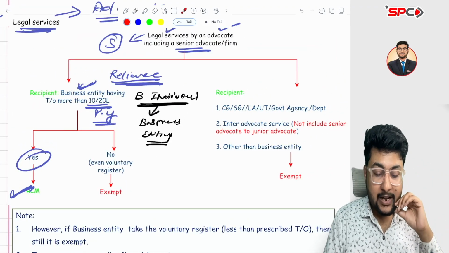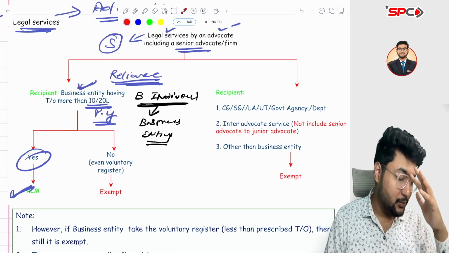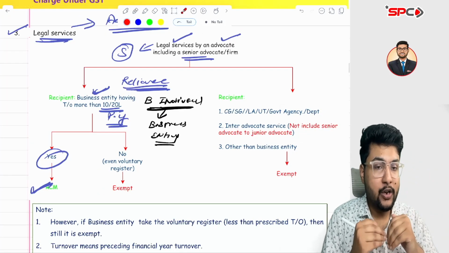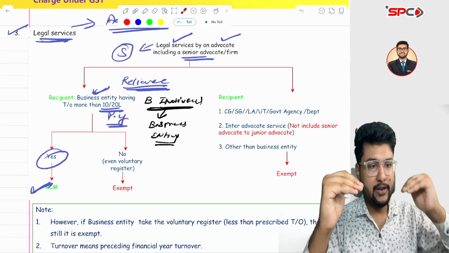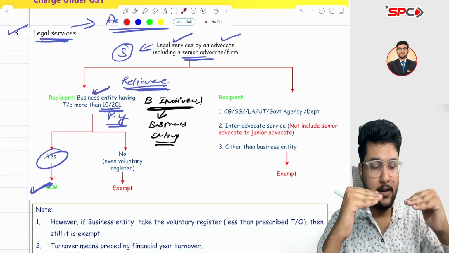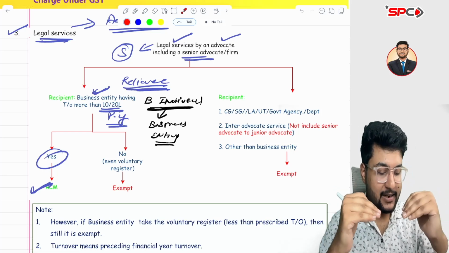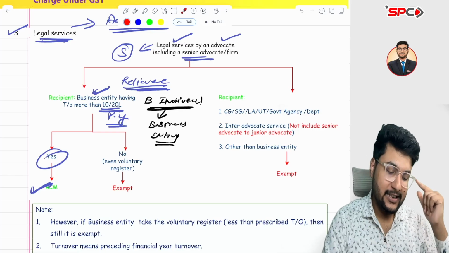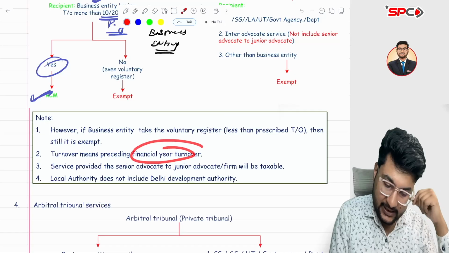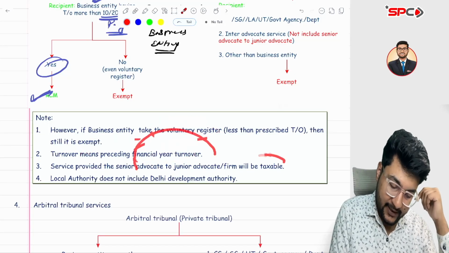Apart from business entities, all others are exempt. Like, you are giving services to Modi ji. Modi ji hired an advocate, or an inter advocate. Inter advocate does not include senior to junior. If any senior advocate gives service to a junior advocate, it is 100% taxable. But if one new advocate gives services to another new advocate, then it is exempt. Any person other than a business entity is also exempt. Was it clear? Turnover is the previous year turnover. If a business entity takes voluntary registration, it is exempt. Senior advocate to junior advocate is taxable.